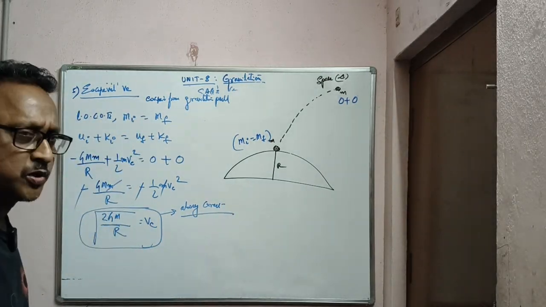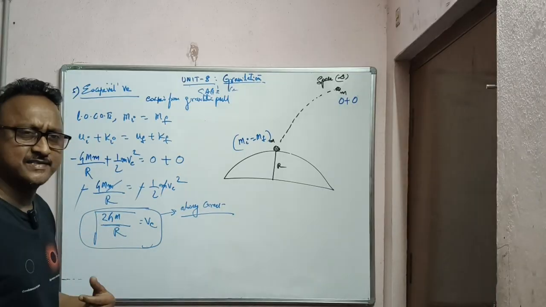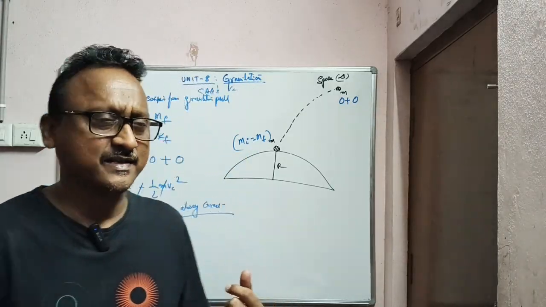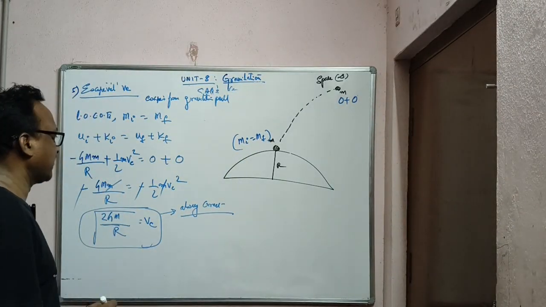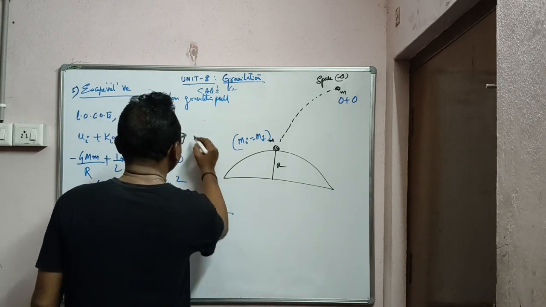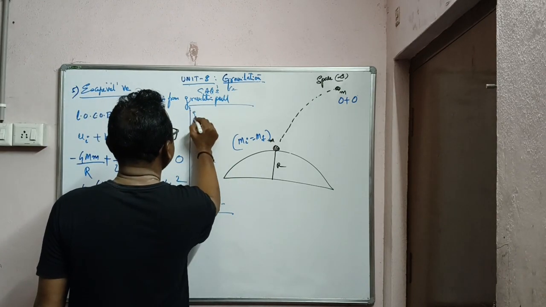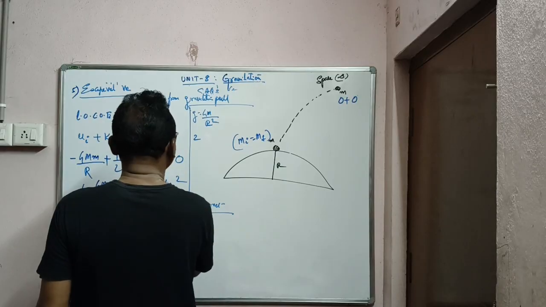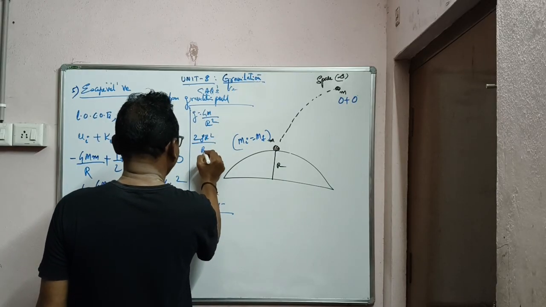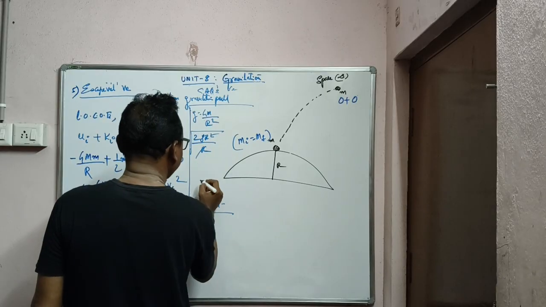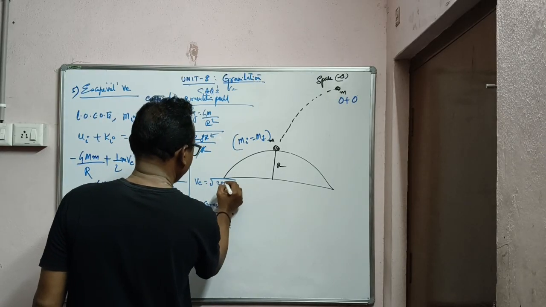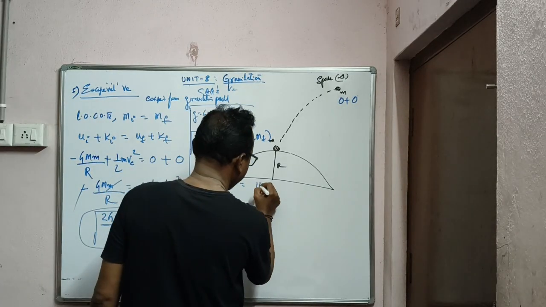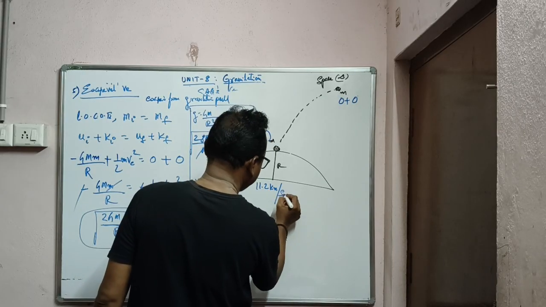That is, root over 2GM by R. R is the radius of the earth, 6,400 kilometers. Capital G is 6.67 times 10 to the power minus 11 newton meter square per kg square. M is the mass of the earth. Now same thing again: g on the earth surface is GM by R square. Substituting here, 2 g R square by R, that is, root R gets cancelled. So what is V E? Root 2gR. Again if you substitute the value of g and radius, it happens to be 11.2 kilometers per second.